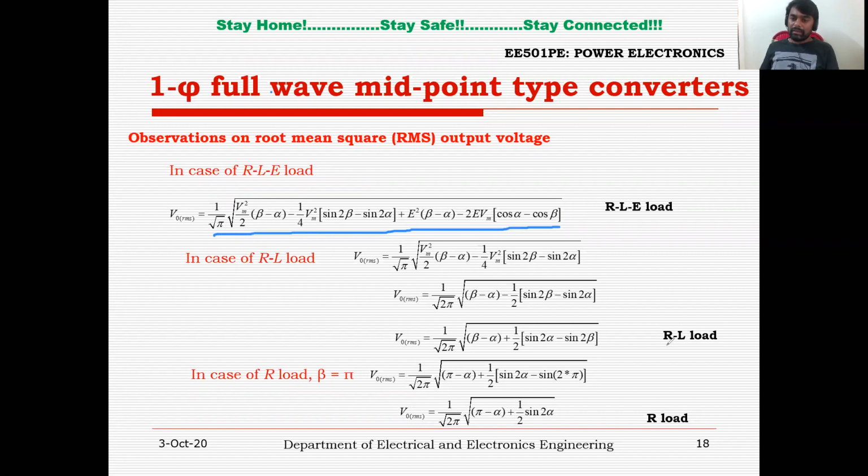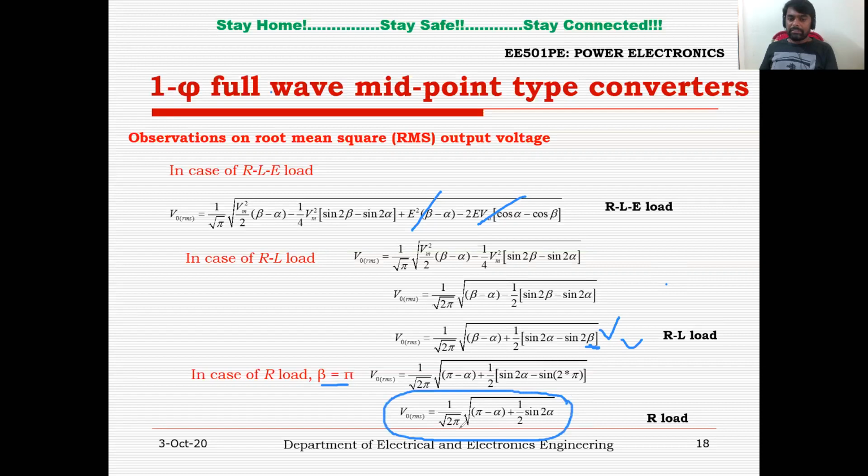Now, if you want to go for the RL load, we need to make the battery voltage equal to 0. If you make the battery voltage equal to 0, this factor goes to 0, this factor goes to 0, and if you rewrite this expression, you will get this expression. This is for RL load. As I told you, the current extinguishes to 0 at omega t equal to beta when you have an inductor in the load. If you don't have an inductor in the load, the current may extinguish to 0 at omega t equal to pi, which is beta. So if you substitute beta equal to pi in this expression, you will get the RMS output voltage, which is 1 by root of 2 pi, root of alpha minus beta plus 1 by 2 sin 2 alpha, which is for R load.